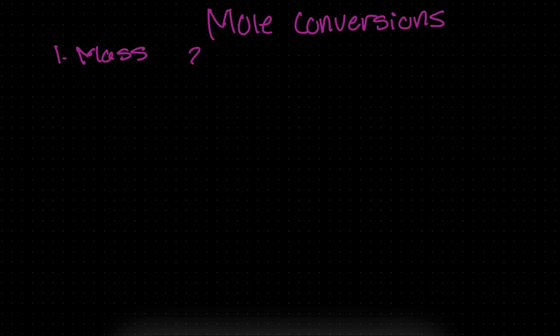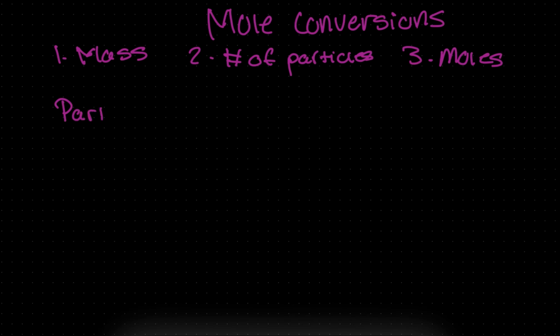Let's move on to mole conversions. So this is where the magic happens, right? The mole is useful because it connects 3 things. It connects mass, number of particles, and moles themselves, right? So these are our conversions. This is how I think is the easiest way to convert it. So we set up this diagram, particles and moles.